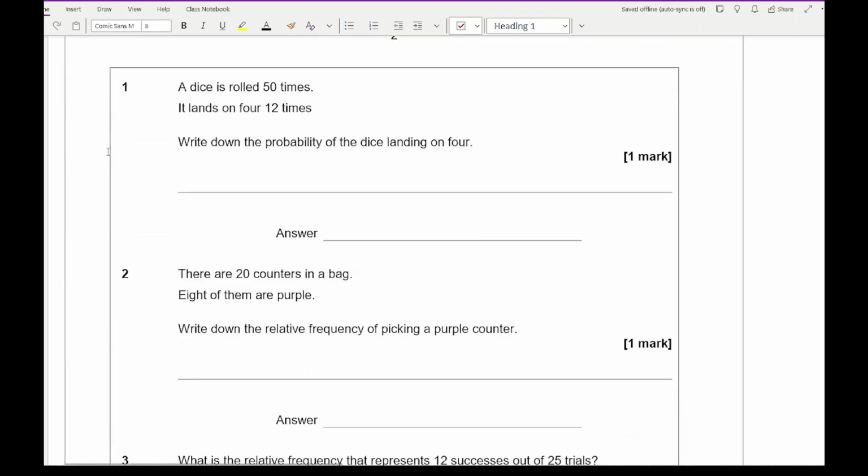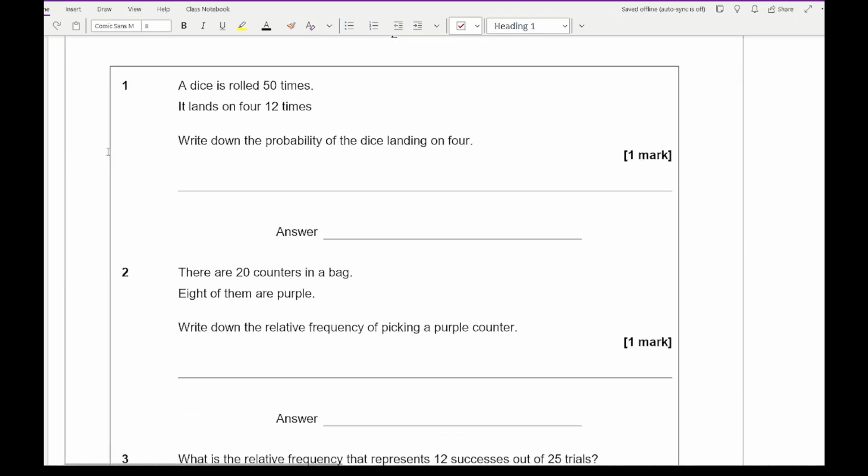So looking at question 1, it says that a dice is rolled 50 times and it lands on a 4 12 times. Work out the probability of the dice landing on the 4. Now typically you would say this is going to be 1/6 if this was theoretical probability, but because they want you to give the probability based on past results, we need to use this bit of information here.